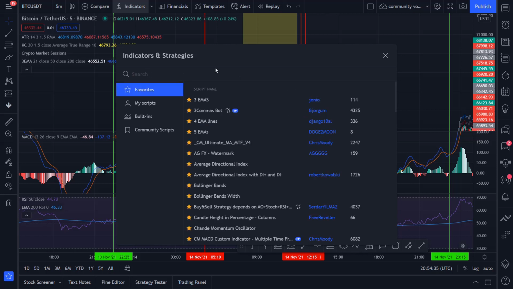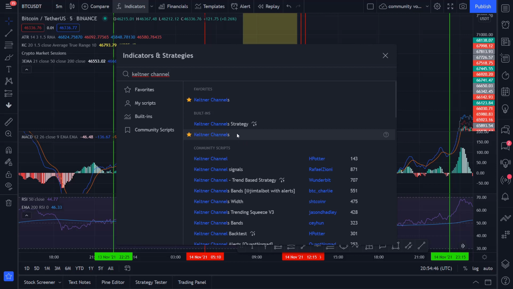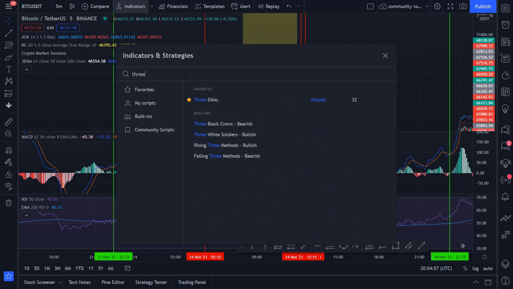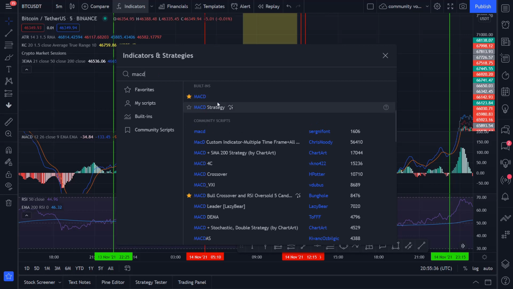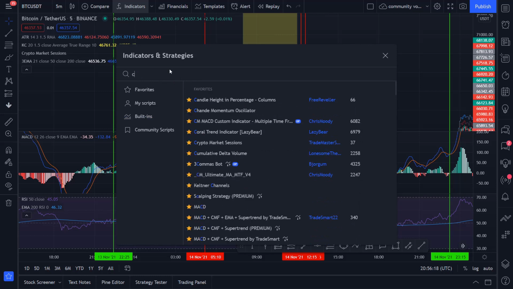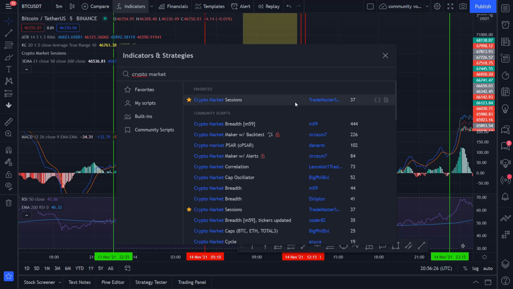Then search for Keltner channel and click on this built-in one. After that, type in 3 EMAs and click on this one. For the MACD, just type in MACD and click on this one. For the RSI, just type in RSI and click on Relative Strength Index. And finally, the crypto market sessions, and click on this one.